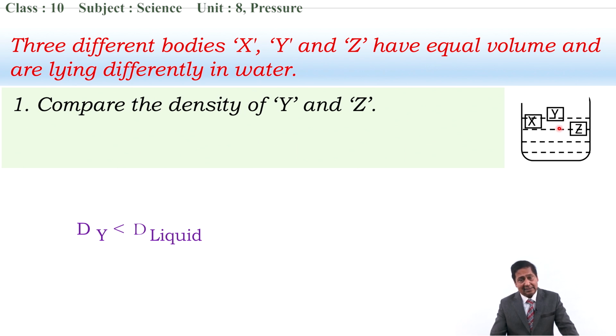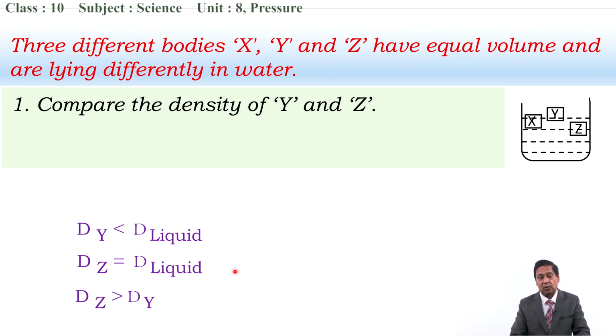In the same way, Z is suspended. That's why we can say that density of Z is equal to density of liquid. Now looking at these two, dY is less than density of liquid and dZ is equal to density of liquid. It means density of Z must be greater than density of Y. So we can conclude that density of the body Z is greater than density of the body Y. This way we can answer this question.